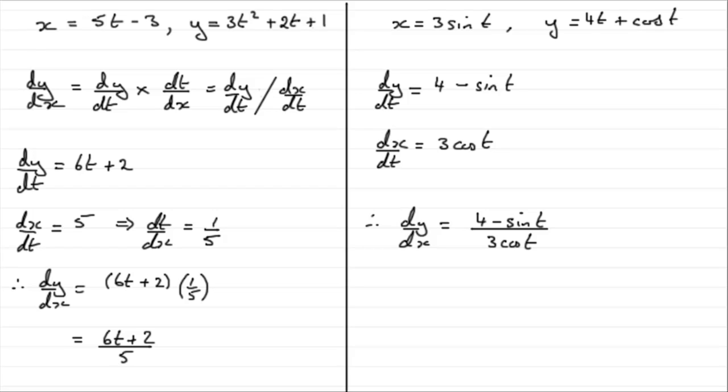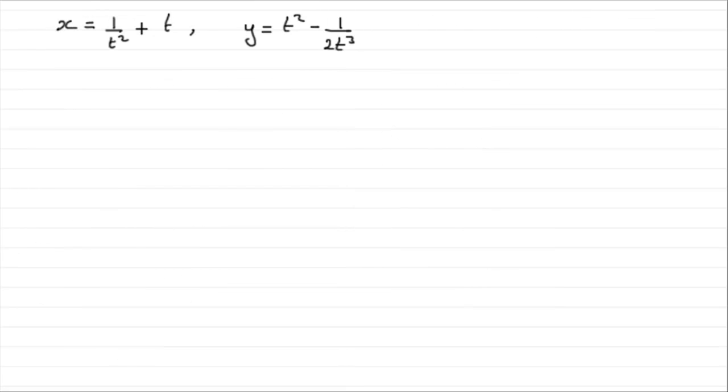Okay, well, I've got another one for you to try. Okay, here it is. x equals 1 over t squared plus t, and y equals t squared minus 1 over 2t cubed. So just try and find dy dx and simplify your answer as much as possible. Right, well, let's see how you got on.